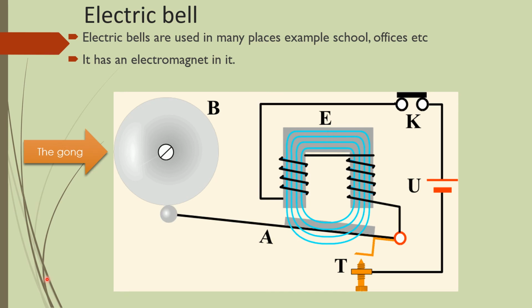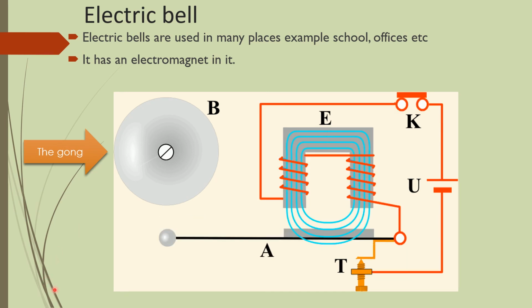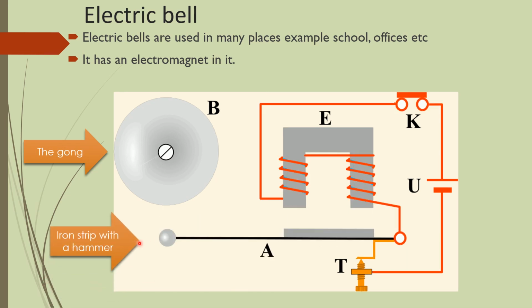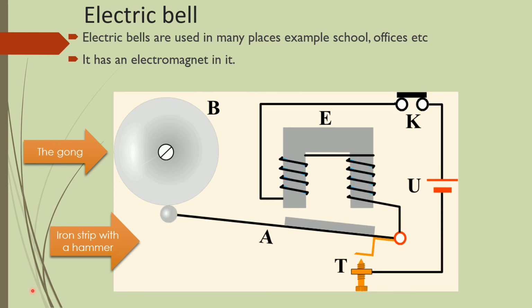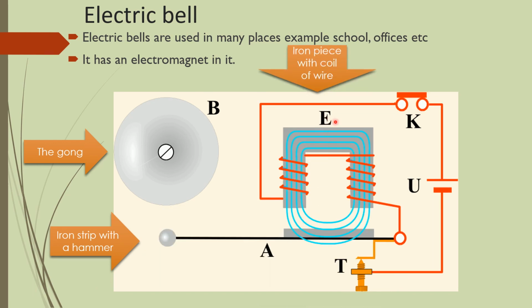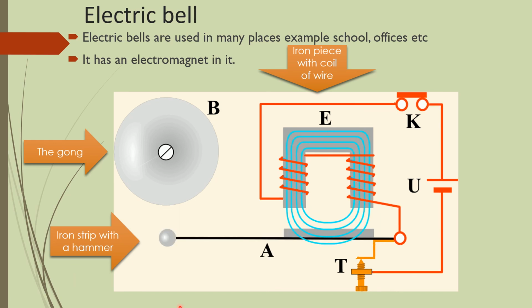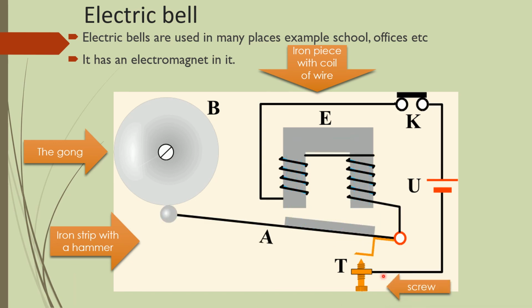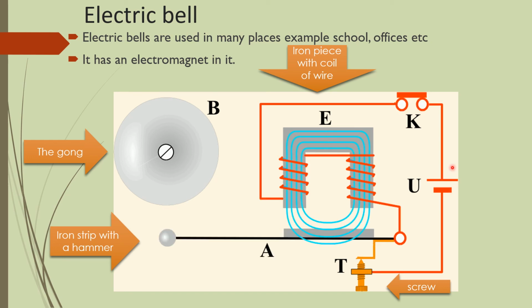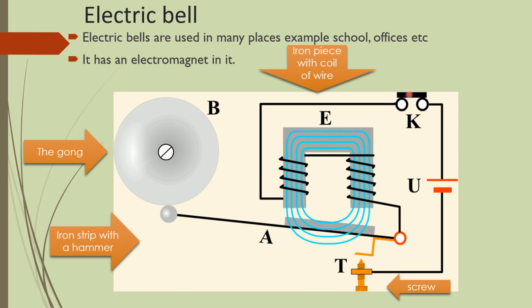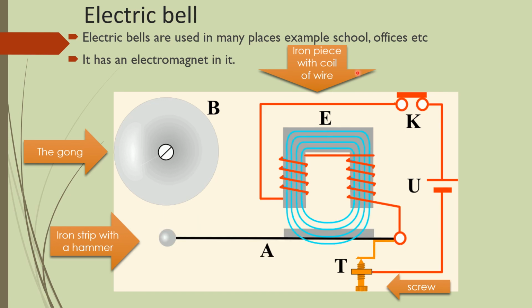Firstly, we'll label. This is the gong. Here, this is the iron strip with a hammer. This is the iron piece with a coil of wire. The wire is wrapped around. Next is the screw, and this is the cell, or you can connect a battery also, and this is the switch. Now how does this happen?